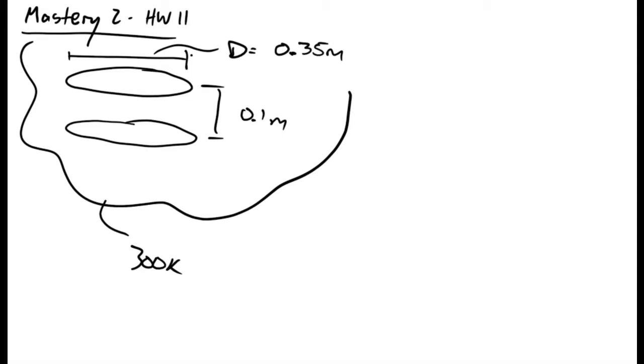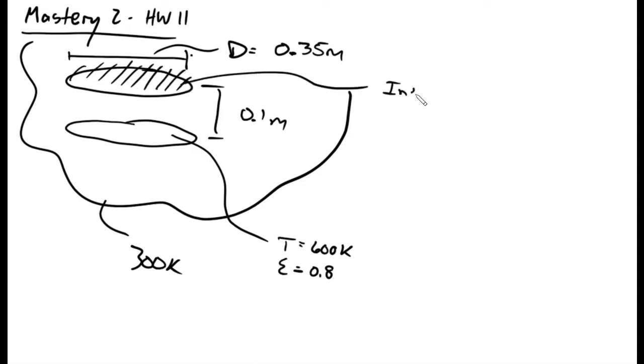We know that one of the disks, we'll just say the bottom one, has a temperature of 600 Kelvin and an emissivity of 0.8. And the other disk is insulated. That's the only information they tell you about it.